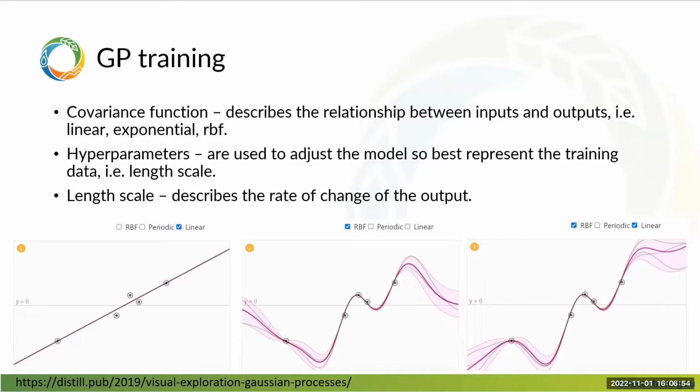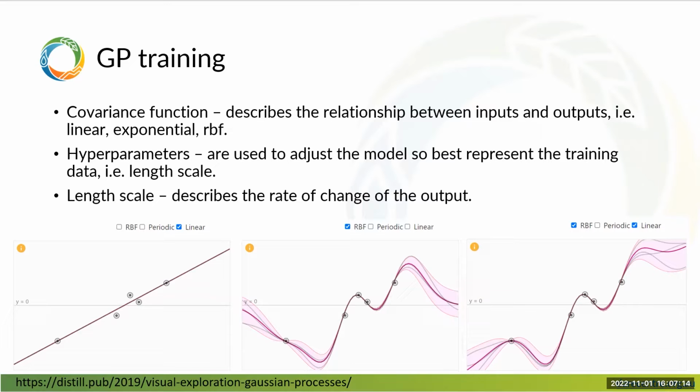When applying a GP, the user has to select a covariance function or kernel, which describes part of the relationship between the inputs and outputs. This covariance function is tuned using hyperparameters to best fit the training data. One common hyperparameter is a length scale, which describes the rate of change of the output and effectively limits how far each data point can affect the results.